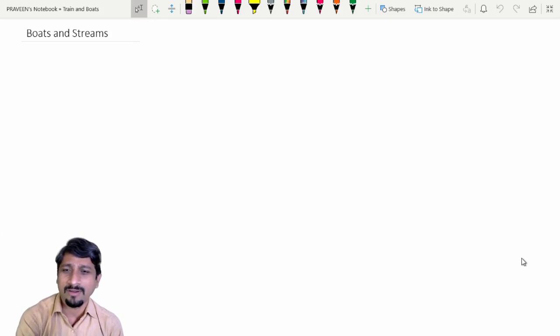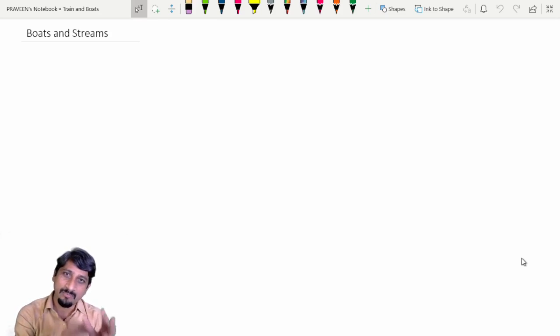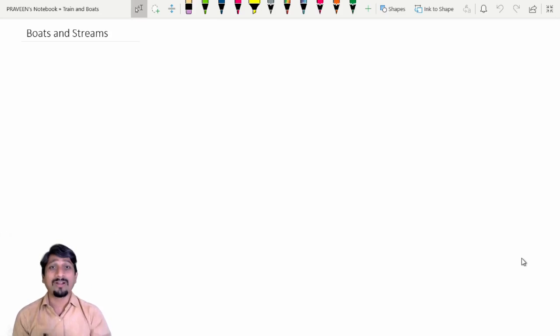Many students or aspirants are afraid of these boats and streams, but once you understand the concept properly, it is a cakewalk, because whatever we learned in time and distance, the same thing we are going to apply here. There is only one change. What is that change?